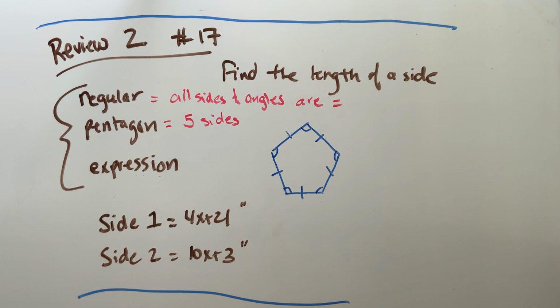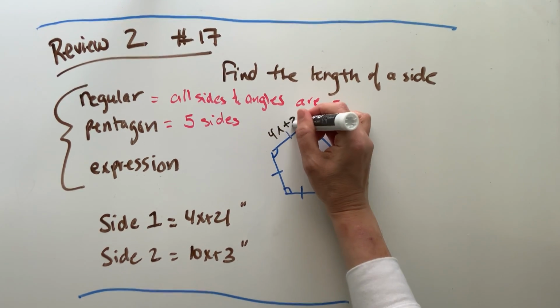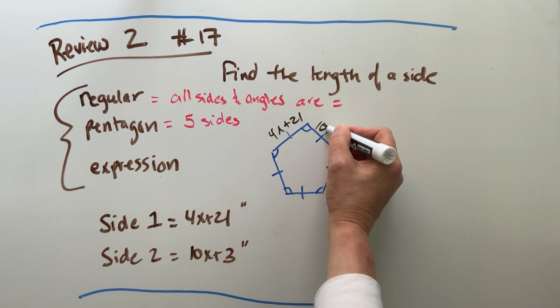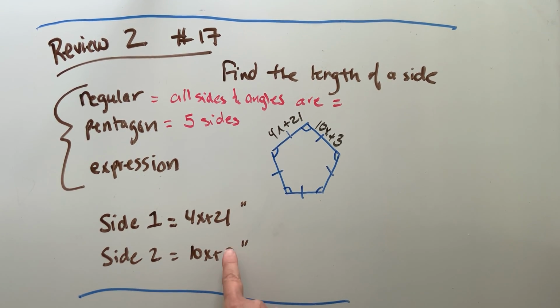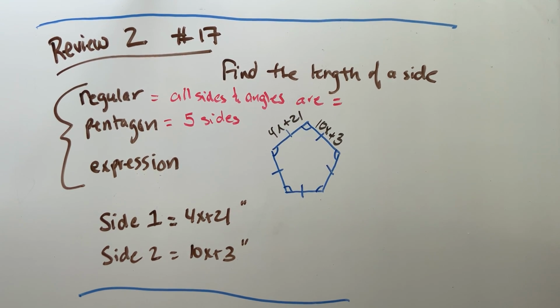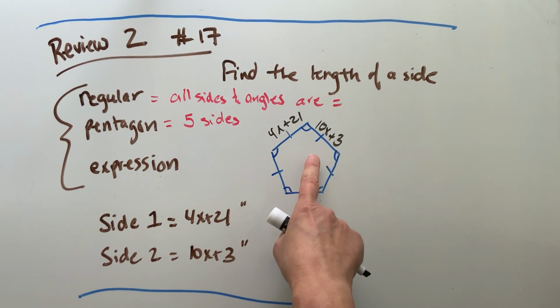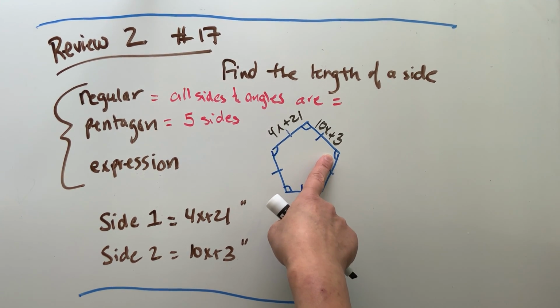All right, so now let's take a look at our problem. We're supposed to find the length of one of the sides, and they're saying that one side has this expression. Maybe we'll make it this one, 4x plus 21. And then maybe this side over here is 10x plus 3. So what I'm doing is putting the information that they gave me onto the picture. All right. I know that those two are equal to each other. Why? Because this is a regular pentagon.